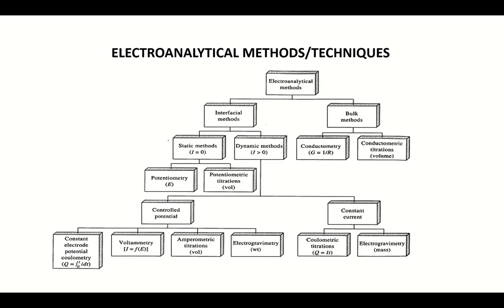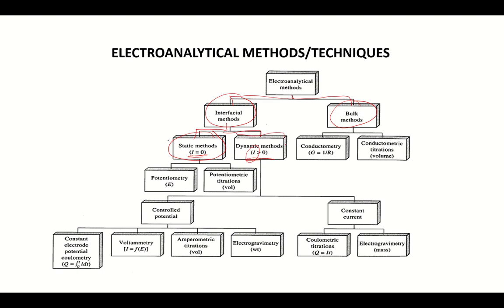This is the flowchart of the overall electroanalytical methods or techniques. You have seen this before. Electroanalytical methods are divided into two: one is the bulk method, and another one is interfacial. Under interfacial, it is divided into two more: the static method, which does not involve current, where current is zero, and the dynamic method, which involves current, where I is greater than zero.